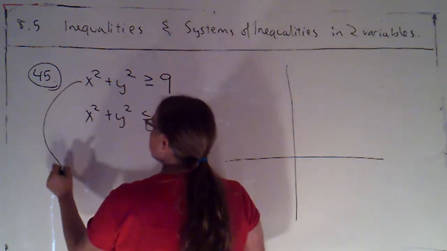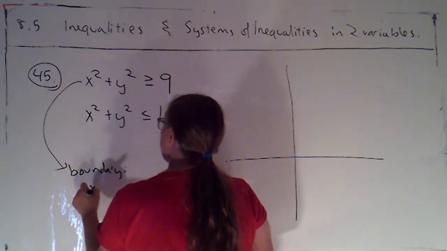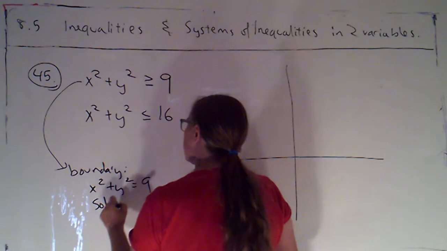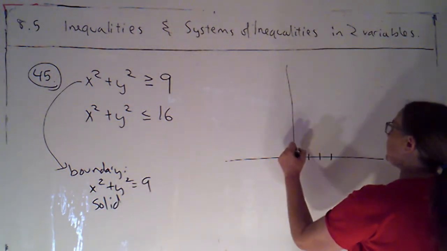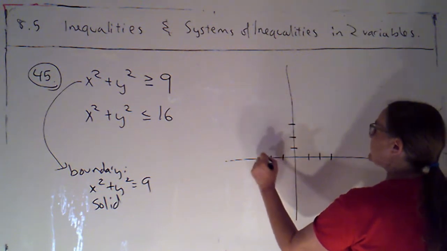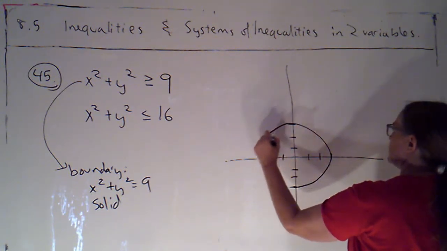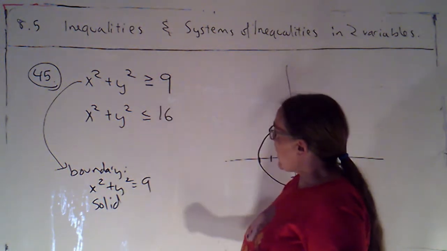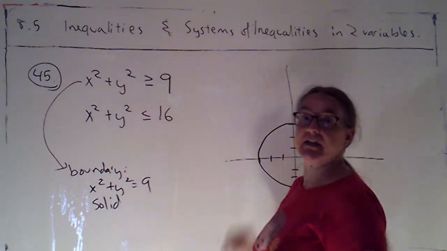All right, so this first one, my boundary is just x squared plus y squared equals 9, and that's going to be a solid curve. Now I recognize that that's just the circle of radius 3 centered at the origin. We want to shade where x squared plus y squared is bigger than or equal to 9.